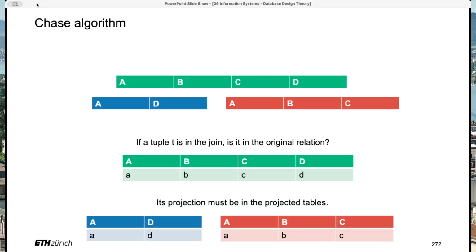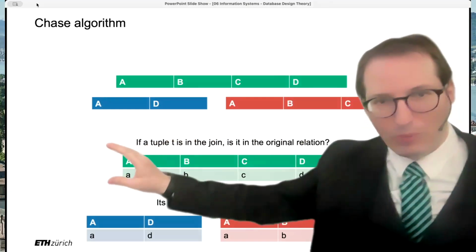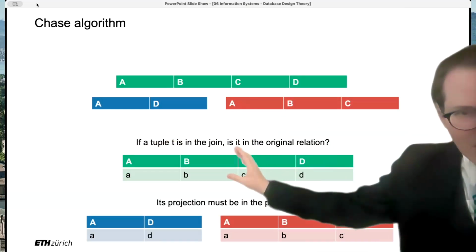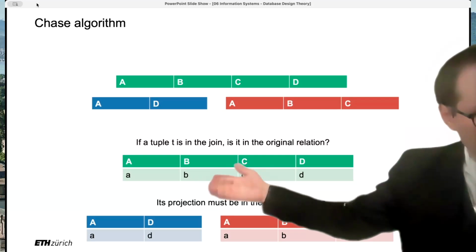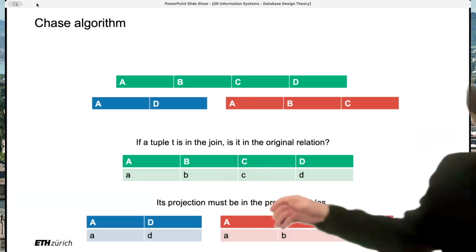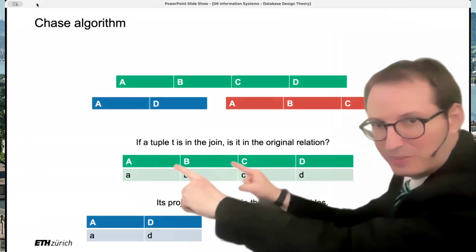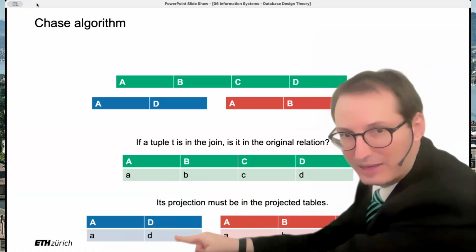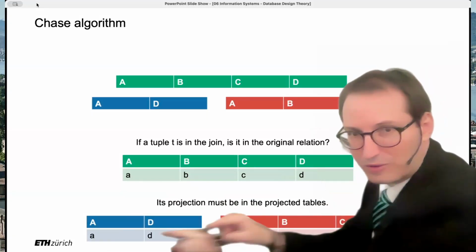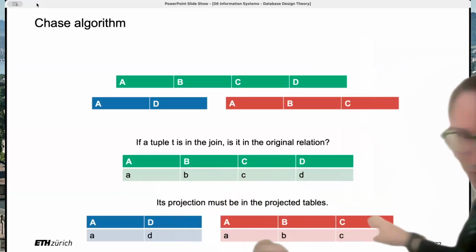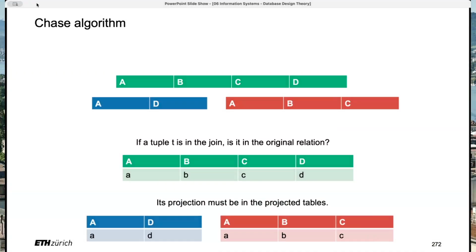And so the way it's done is the chase algorithm. So basically, let's take a tuple in the join. Let's assume that this green one, small a, small b, small c, small d here, is in the join. Well, if it's in the join, then it must come from somewhere, right? Because the join is made of combinations of tuples. So if I have this in the join, it means I have to have had AD in the table on the left, and I have to have had ABC in the table on the right, right? That's just the definition of the join.